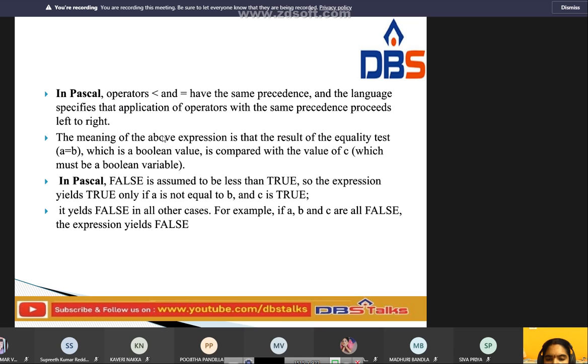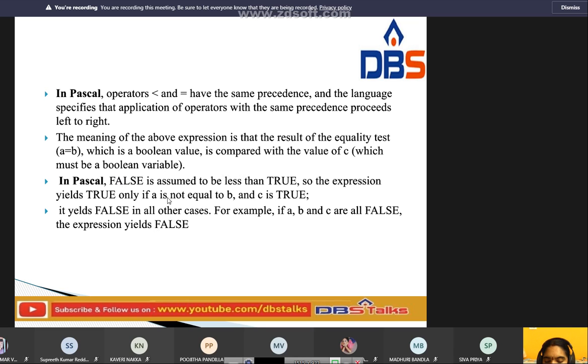The meaning of the above expression is that the result of the equality test, a equal to b, which is a Boolean value, is compared with the value of c. So c must be a Boolean variable.